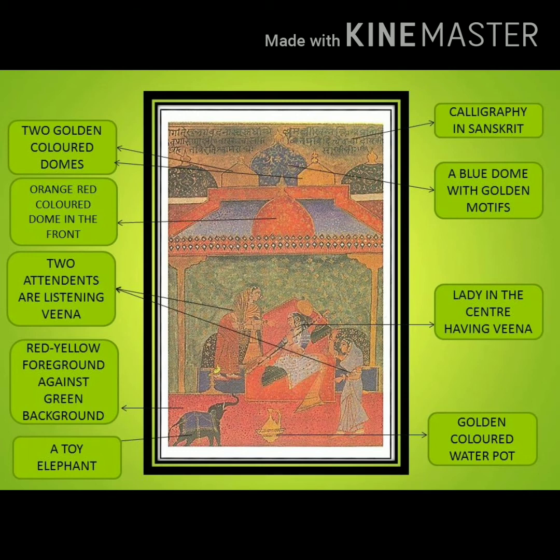The red carpet on the floor has been beautifully contrasted against the greenish yellow floral background. To balance it, more than half of the painting is covered with green and yellow color. An orange red color dome has been shown above it. In the rear part of the pavilion, 5 domes can be seen, 2 black at the extreme ends with the blue one in the center and 2 golden domes beside the blue dome.